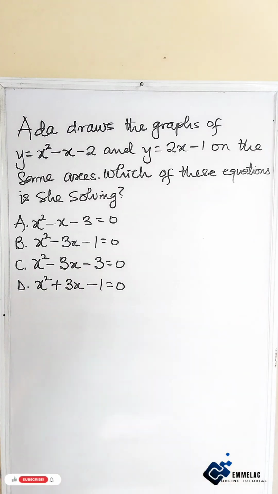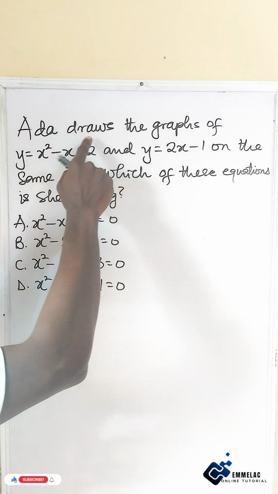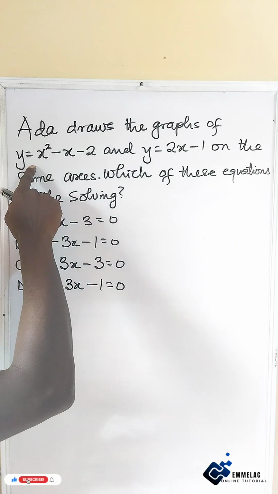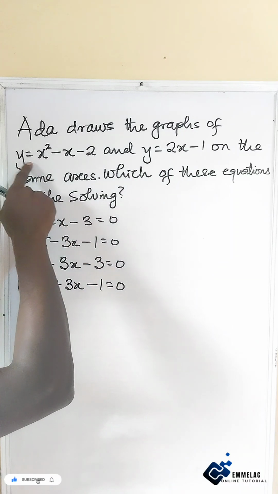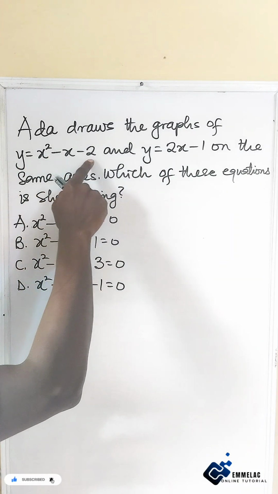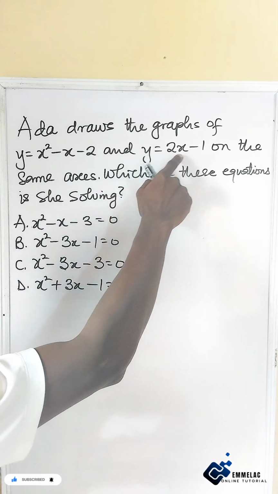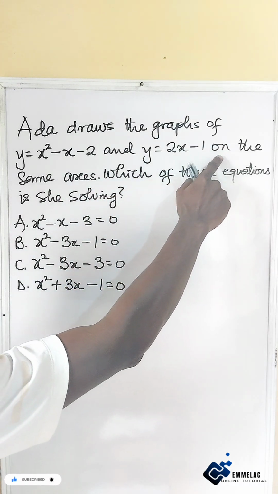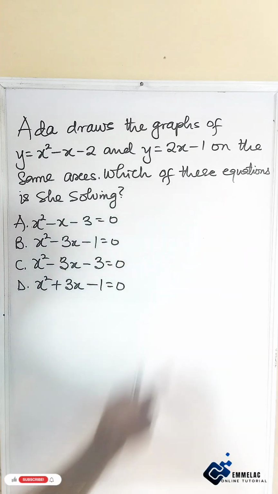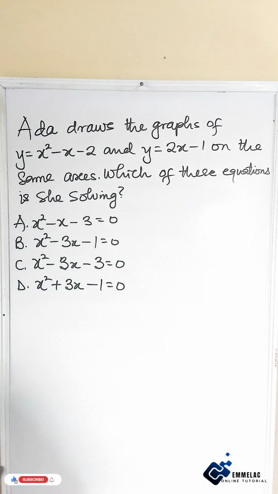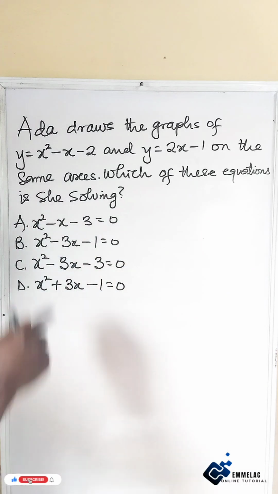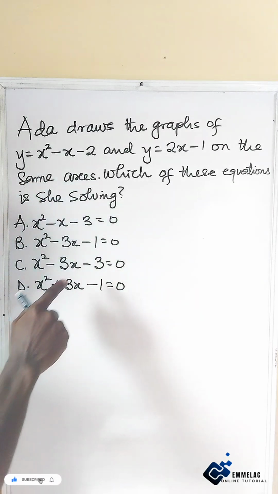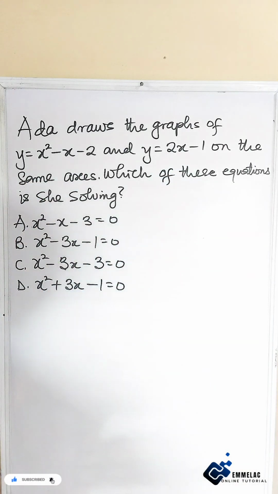Now let us solve this question. Ada draws the graphs of y equals x squared minus x minus 2 and y equals 2x minus 1 on the same axis. Which of these equations is she solving? Now here's the equation. Take note that this is a curve and this is a straight line graph.